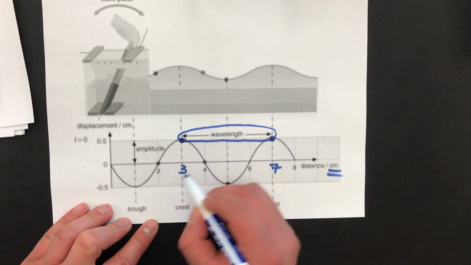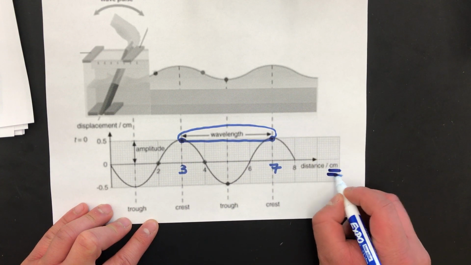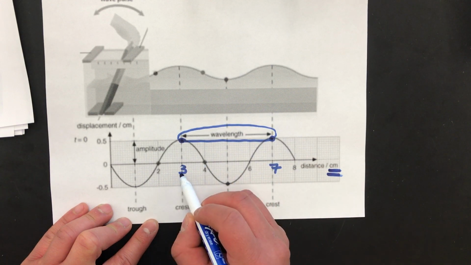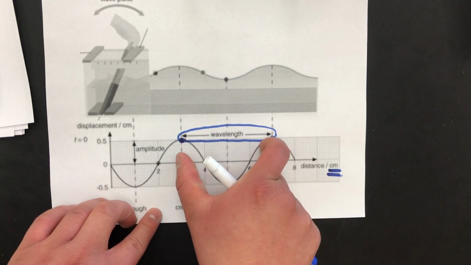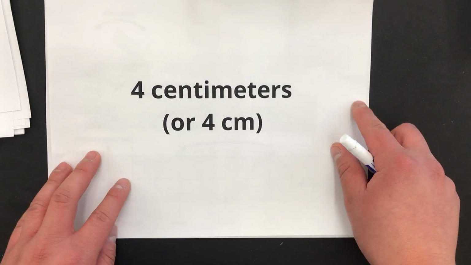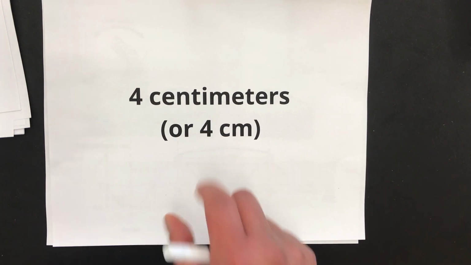So let's see here, 2, 4, that's 3. 6, 8, that's 7. The units are centimeters, which makes sense because we're doing wavelength. 7 minus 3 centimeters. Okay, let's see how big that distance is right there. That distance, 7 minus 3, that is 4 centimeters, or 4 cm. Same thing. Okay, next question.